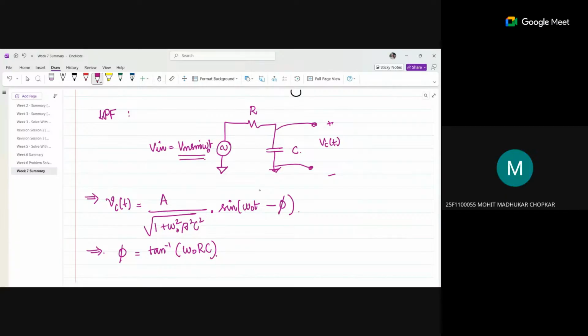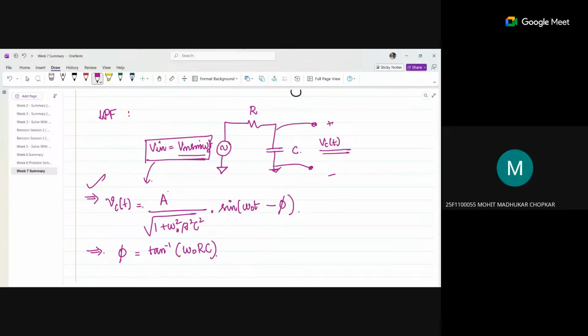When a sine signal is given, then we have to put its frequency. When a sine signal is given, this is the formula for Vc of t. I told you, right? The capacitor will have a phase difference when a sine frequency is given. So what I'm saying is, when the input is a sine signal, you have to use this formula to find the voltage across the capacitor.